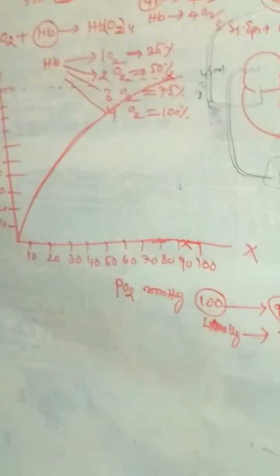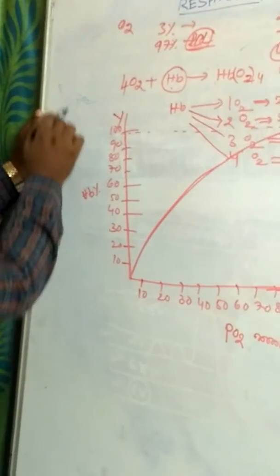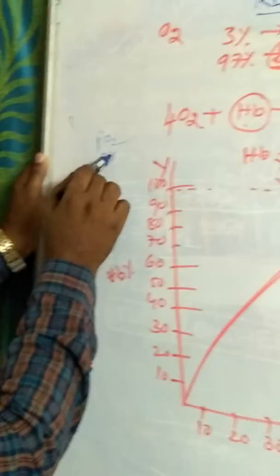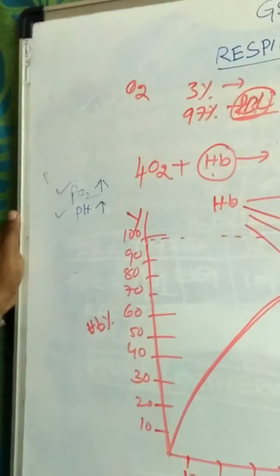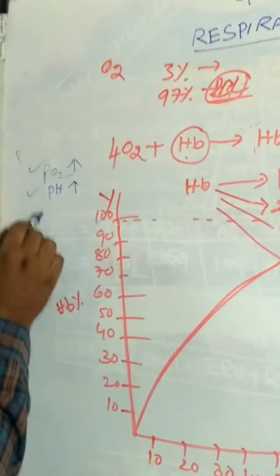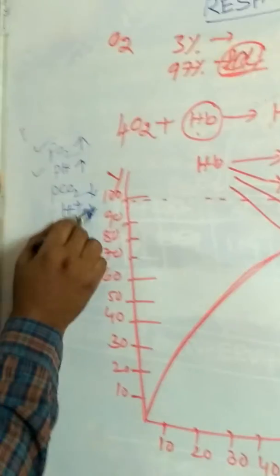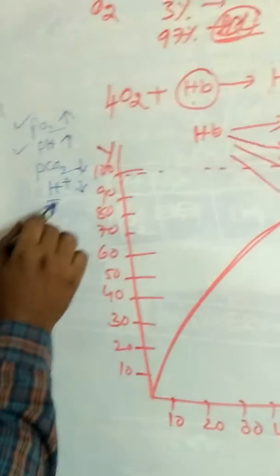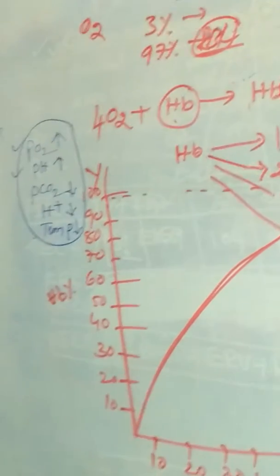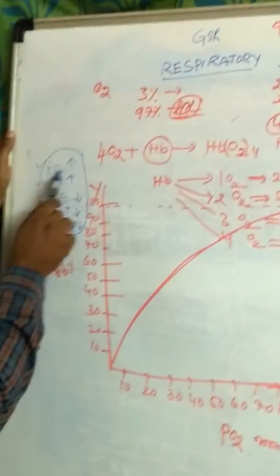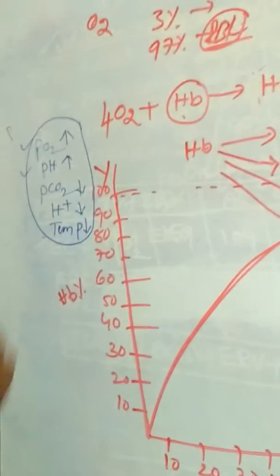In the lungs, high partial pressure of O2 and high pH, low pCO2 and low H plus ion concentration and low temperature. These are the conditions in the lungs.